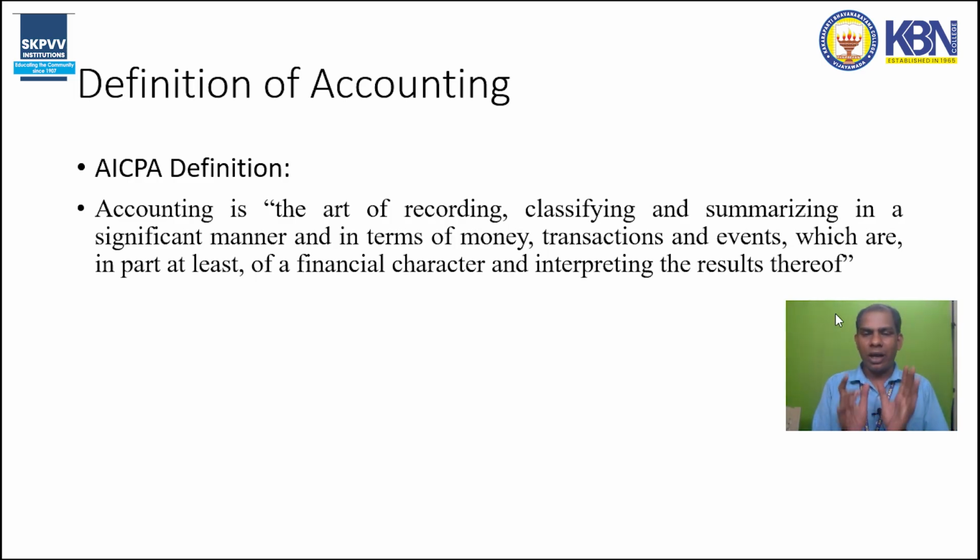So here in accounting we should record only the monetary transactions. Non-monetary transactions are not recorded in the books of accounts. For example, purchase of furniture for cash 5,000 rupees. So this is a transaction. The amount is a monetary value, 5,000 rupees. Without the 5,000 rupees, that transaction is treated as a non-monetary transaction. Those transactions are not recorded at any cost in the books of accounts, which are in part at least of a financial character and interpreting the results thereof.